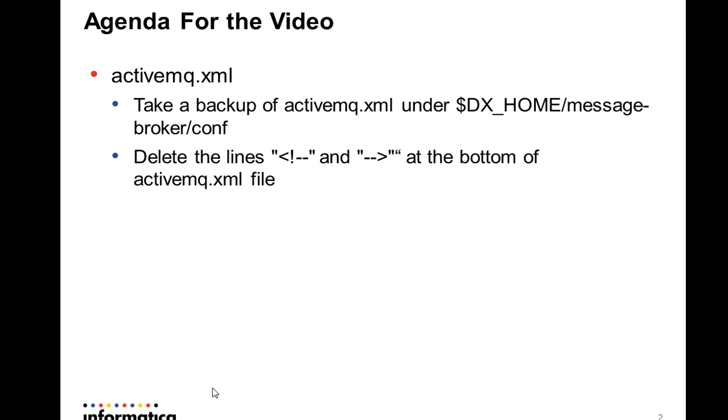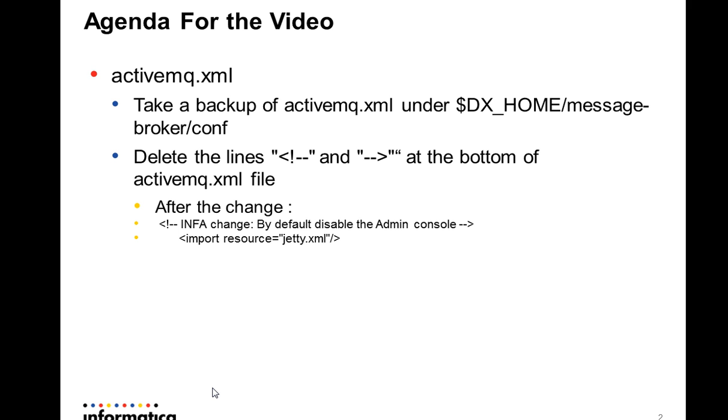The change that we are going to do is pretty simple. We are going to delete the lines with the greater sign, exclamation, dash dash, and dash dash, smaller sign at the bottom of the activemq.xml file. After the change, it's going to look like what we are going to see here.